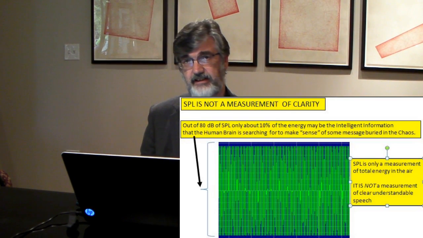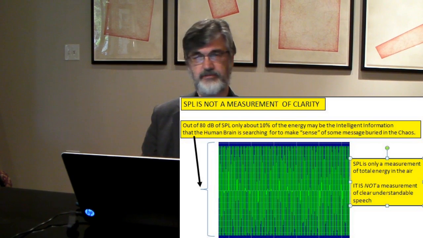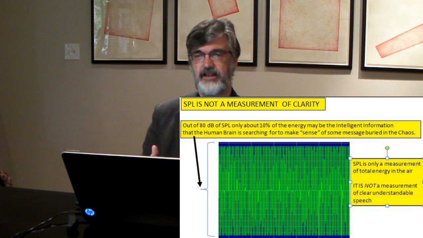The next slide, and this is a very important point, by the way. Right now, a lot of systems are being measured based upon SPL, sound pressure levels. Sound pressure level is not a measurement of clarity. It's simply a measurement of how much energy is in the air. The energy in the air can be distortion, it can be chaotic sound, it can be a lot of things other than what you're really trying to hear. If you're really trying to hear what a person is saying, then you have to hear everything that they're saying.